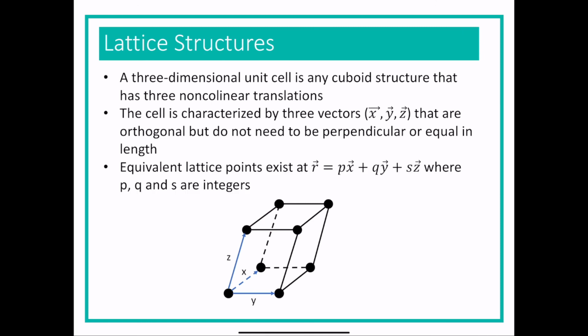You can get equivalent lattice points by just multiplying each one of the vectors by a constant, and that'll move it all over the place. And again, I'm never going to make you calculate that, so don't stress about that particular thing. I've had students get all stressed about that. You don't have to do that.